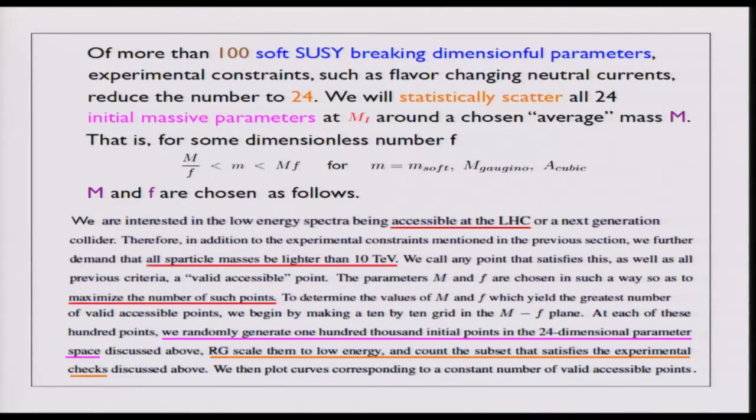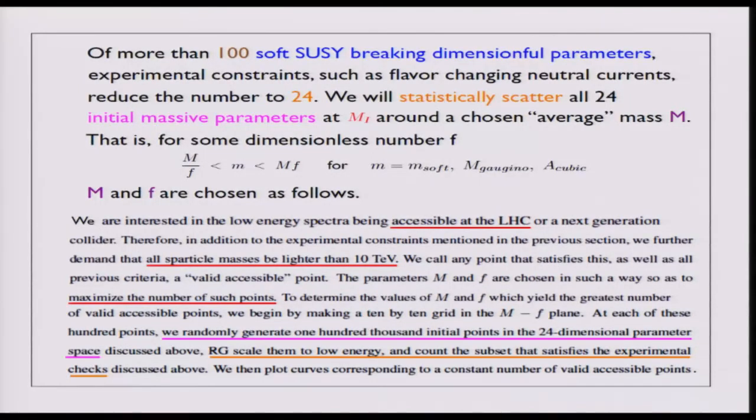We're going to say that we have some mass m, and we can be either bigger by some amount than that mass m or smaller by that amount. And we're going to scale everything in between them. This will be done for the soft scalar masses, the Gugino masses, and the cubic things. You can do this any way you like, and we've got a million different examples of it.